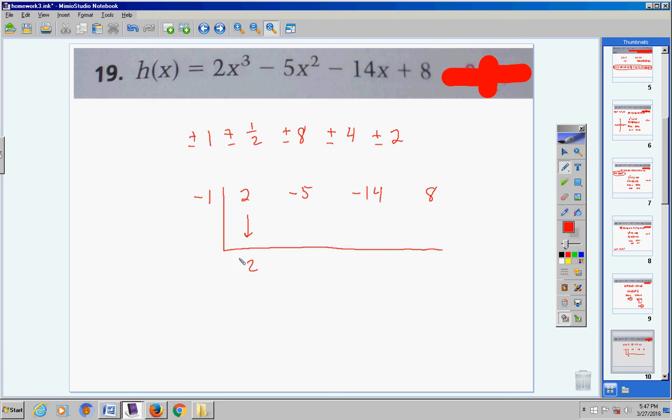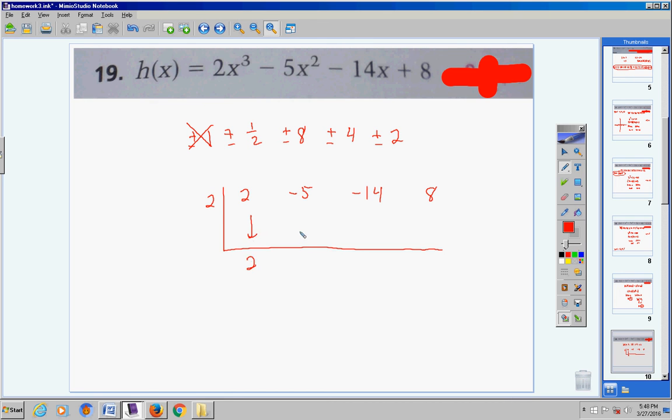Here we go. Negative 1 times 2, negative 2. Combine, negative 7. Negative 1 times negative 7, 7. Combine, negative 7. Multiply, you get 7. Not going to work. Alright, so next we're going to have to go with positive or negative 2. Let's try positive 2.